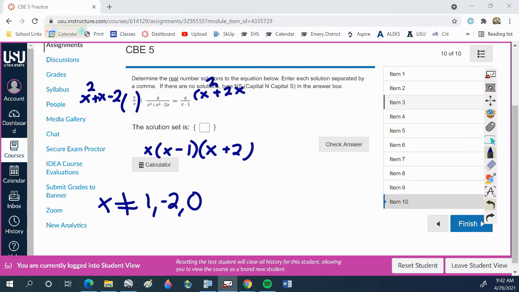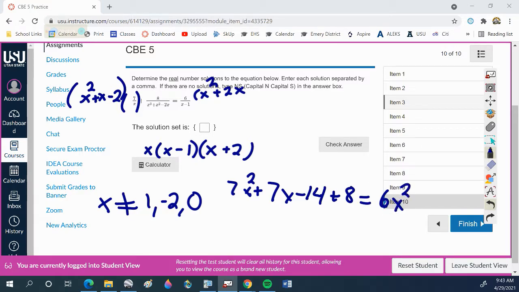Does everybody understand why x cannot be those numbers? We're good? Okay. So we'll just remember that, and at the end we'll double check our answers and see if we need to throw any of them away. So the numerators now become 7x squared plus 7x minus 14 plus 8 is equal to 6x squared plus 12x. What should I do now?